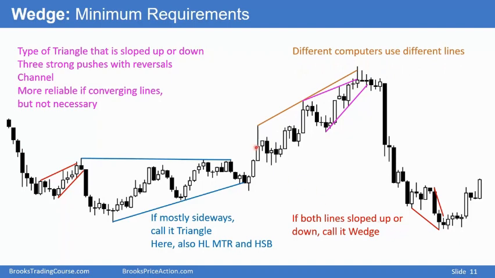Again, different computers use different reversals to create the lines. Some computers will say the wedge began here. Others will use the pink lines and say the wedge began here. Some will say we had a wedge top here, 1, 2, 3. It tried to reverse down and failed. And then we broke to the upside, and the breakout above the wedge is failing. Another way to draw this wedge bottom, 1, 2, 3.